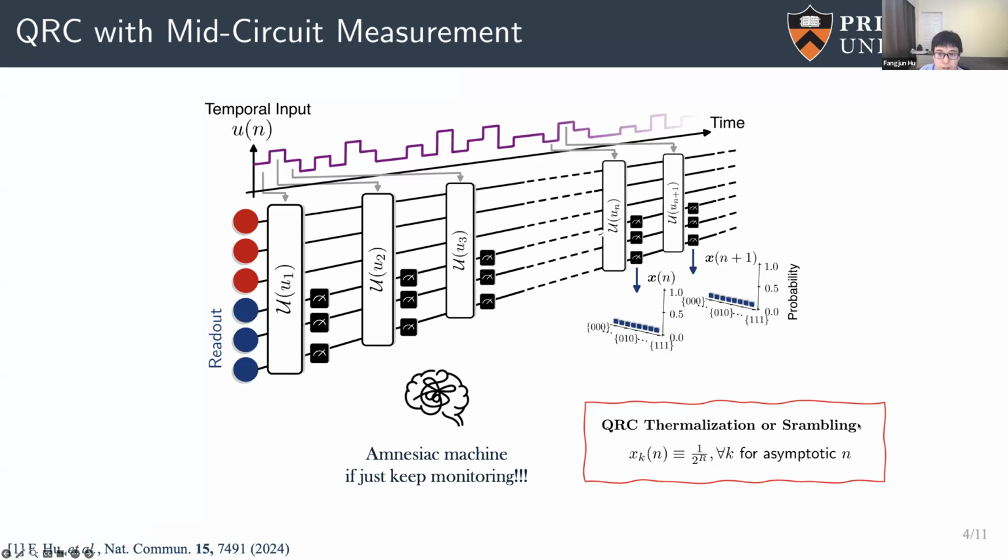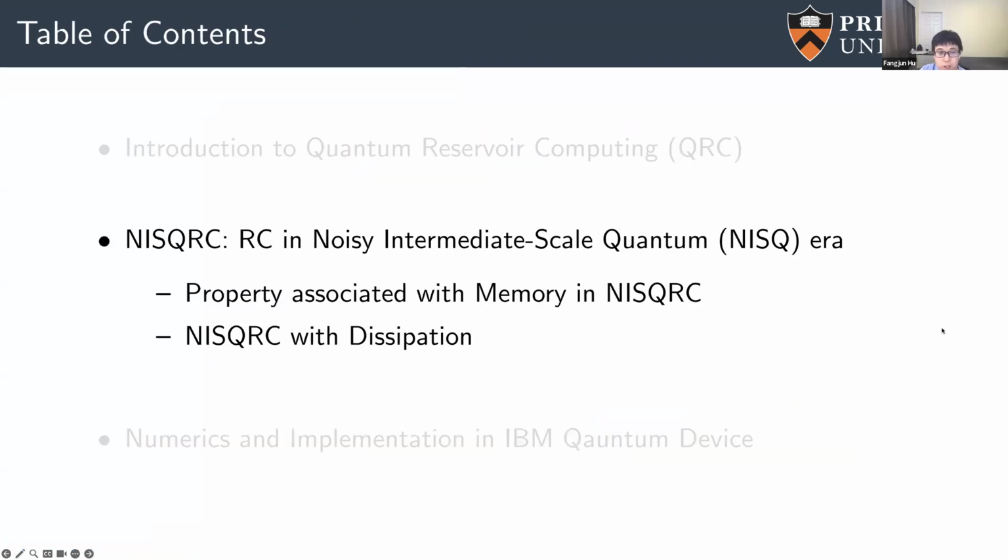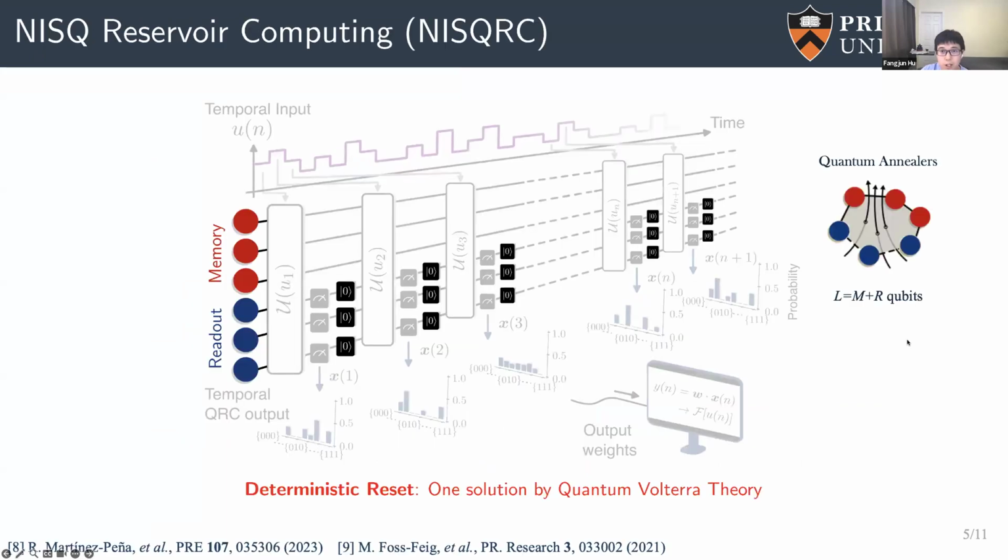We emphasize here that this always happens, even if you don't have any dissipation and you manipulate everything in an error-corrected quantum computer. This amnesiac behavior still appears when you monitor the system in this way. So this is the problem we need to resolve. And in this second part, I will introduce our solution to such a thermalization problem.